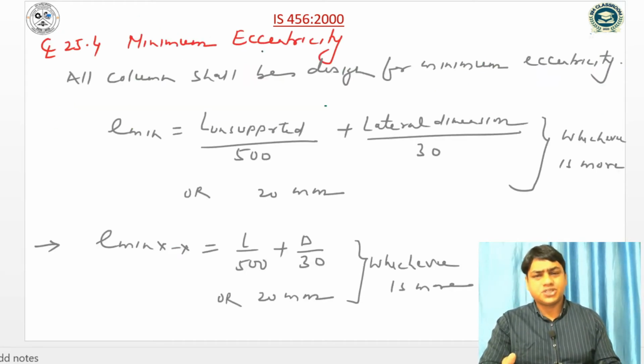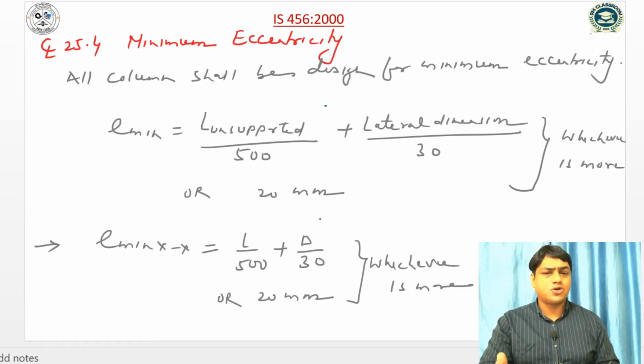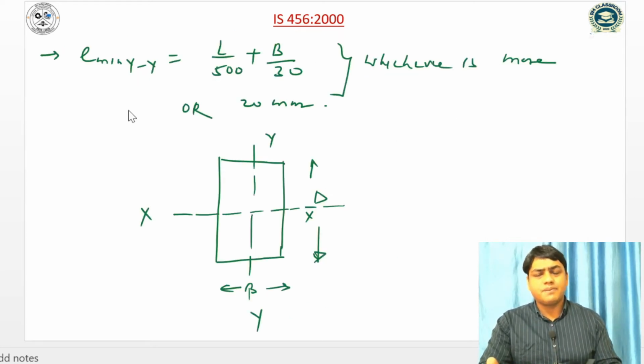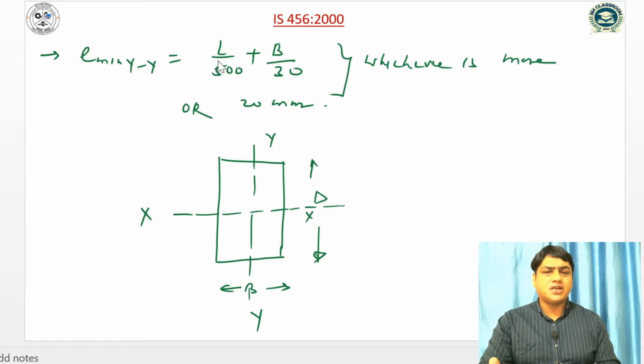Similarly, the code also suggests the minimum eccentricity. So minimum eccentricity is the unsupported length divided by 500, or least lateral dimension divided by 30, or 20 mm, whichever is more. Or we can also compute the minimum eccentricity in xx and yy direction. So in xx direction, we can compute the minimum eccentricity, that is L by 500 plus capital D by 30 or 20 mm, whichever is more. Or similarly, the minimum eccentricity in yy direction is L by 500 plus B by 30 or 20 mm, whichever is more.